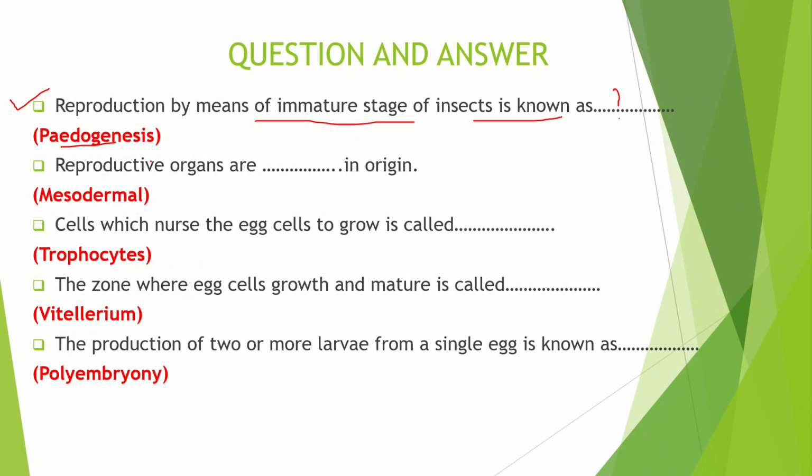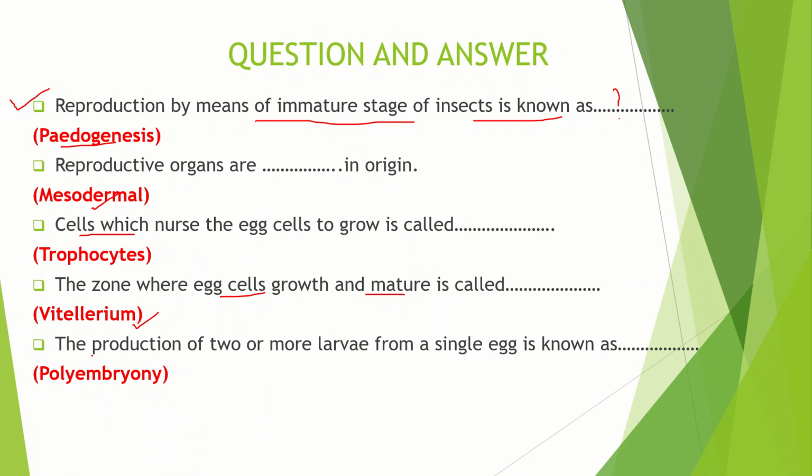Are the reproductive organs ectodermal, endodermal or mesodermal in origin? They are mesodermal in origin. Next, the cells which nurse the egg cells to grow are called trophocytes. There are three types of ovarioles based on trophocytes: panoistic ovariole, and meroistic ovarioles, which are of two types, telotrophic and polytrophic. The zone where the egg cell grows and matures is called the vitellarium. There is deposition of yolk, and this process is called vitellogenesis.